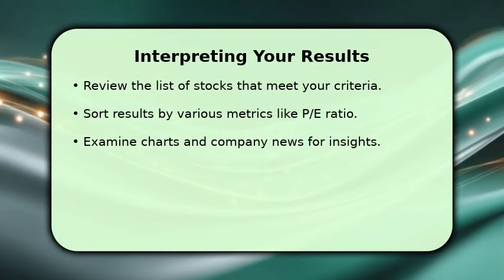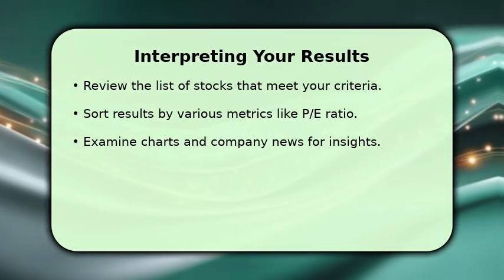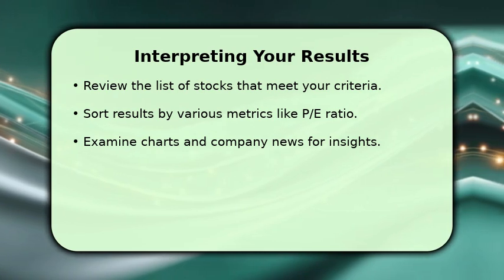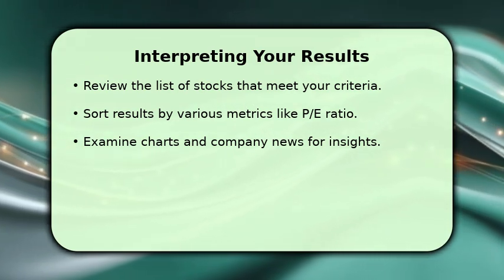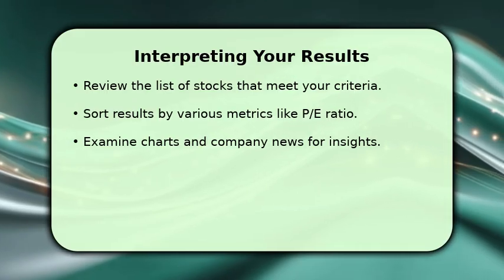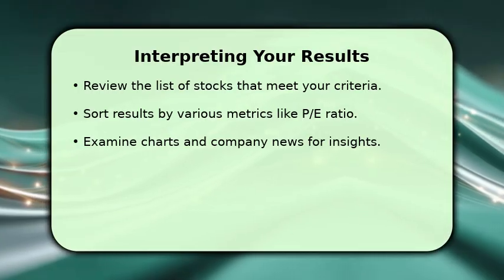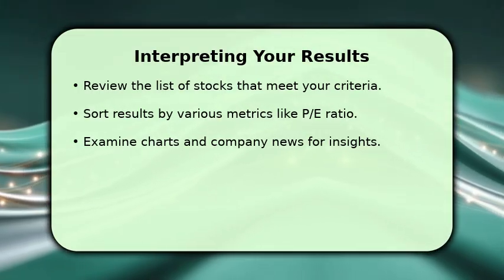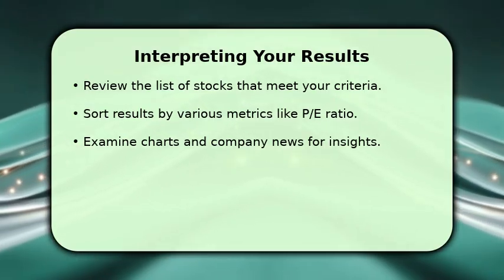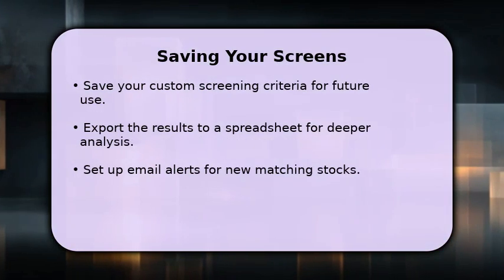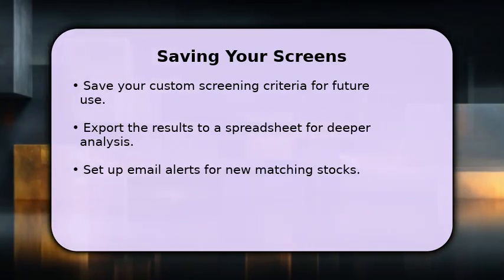After applying your filters, Finviz will display a list of stocks that match your specifications. Take time to review these results carefully. You can sort the list by various metrics, such as price-to-earnings ratio, dividend yield, or performance over a specific period. Clicking on a stock ticker will provide more detailed information, including charts, news, and key financial data, helping you make informed decisions. Finviz allows you to save your custom screens, which is incredibly useful for recurring analysis.